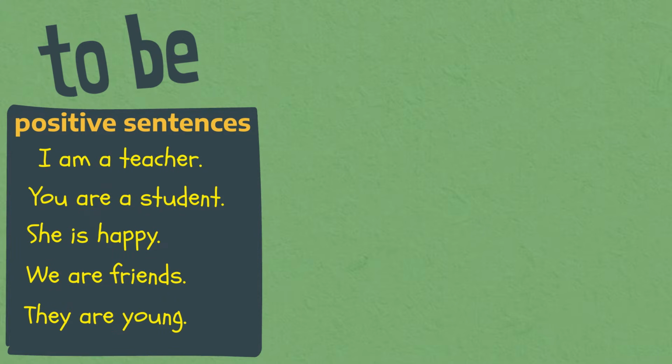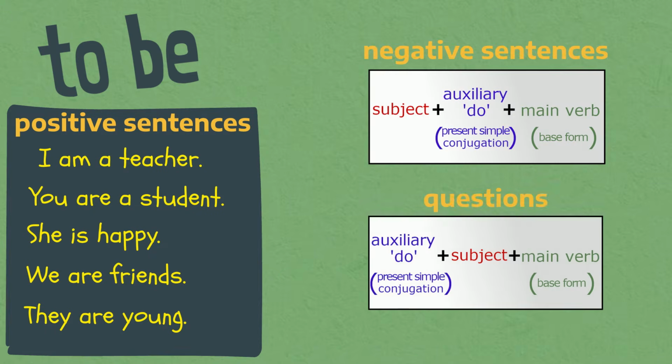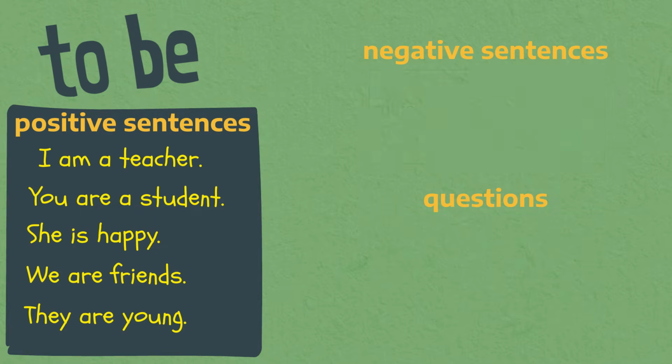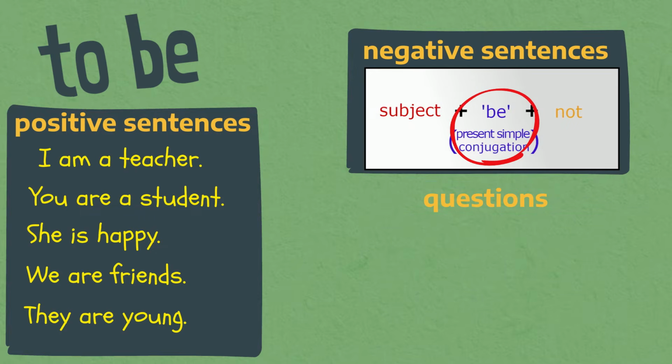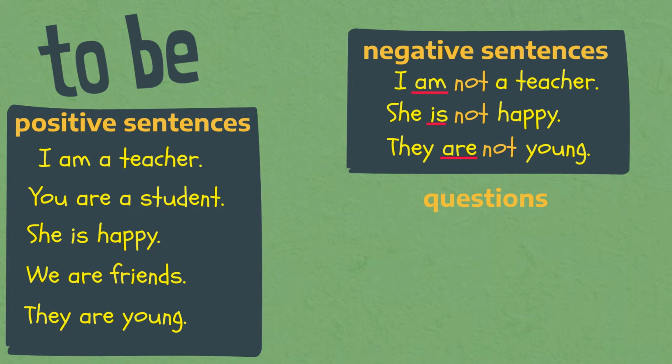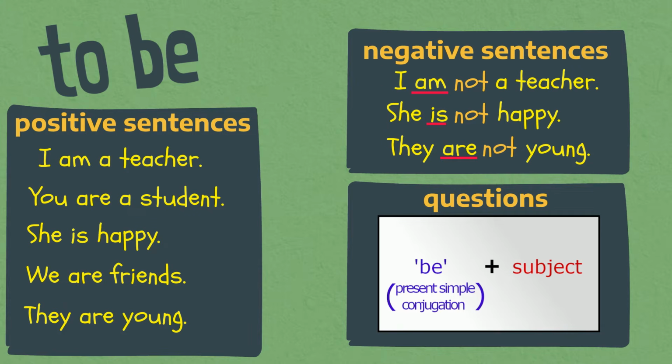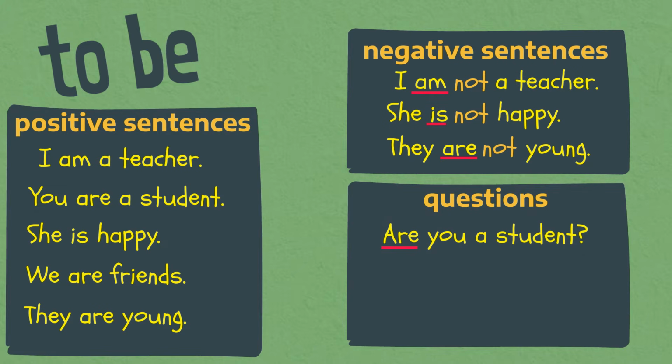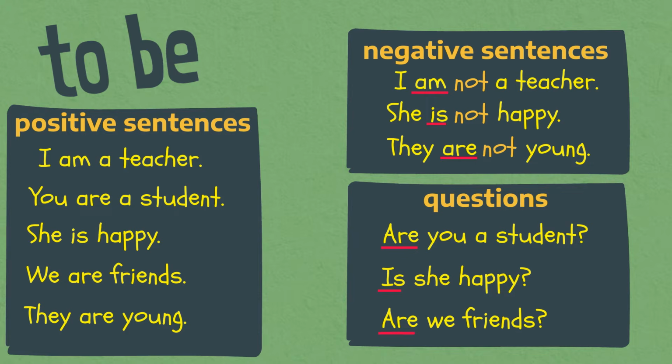When using the verb to be within a negative or a question, we don't use an auxiliary verb. For negatives, we conjugate the verb be and then add the word not. For example, I am not a teacher. She is not happy. They are not young. For questions, we just change the word order. We begin with the conjugation of be, followed by the subject. For example, are you a student? Is she happy? Are we friends?